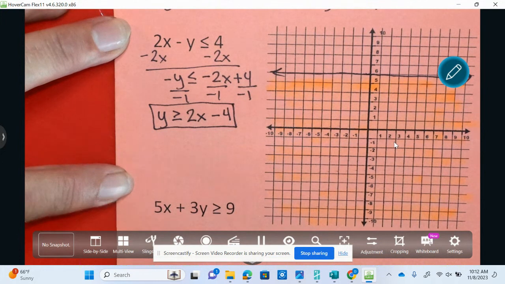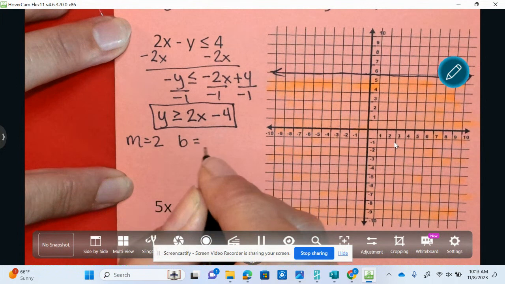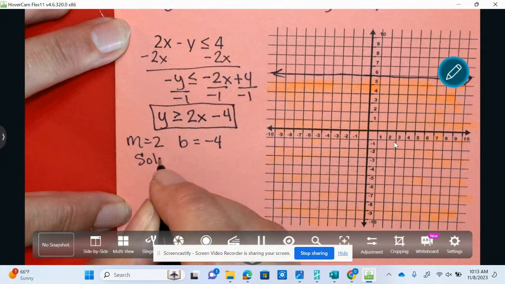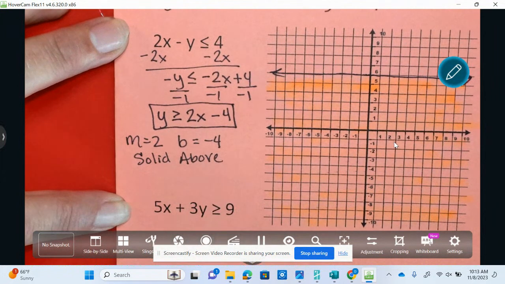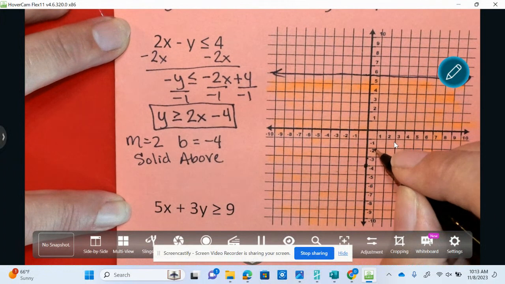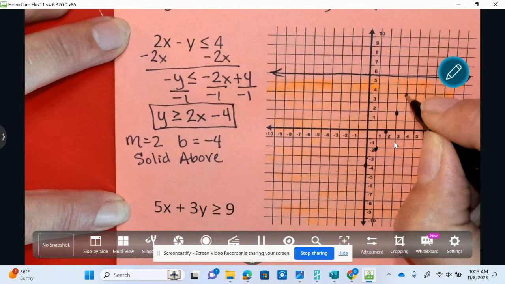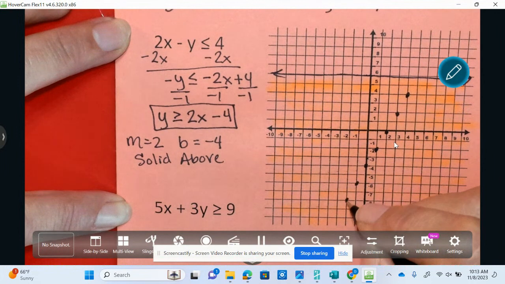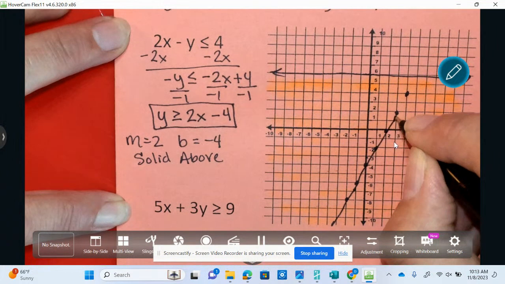What is my slope? M equals 2. What is my y-intercept? Am I going to have a solid line or a dashed line? Shade above or below? Good job. So I'm going to begin at negative 4. 1, 2, 3, 4. And then I'm going to go up 2, right 1, up 2, right 1, up 2, right 1. I'm also going to go back to negative 4 and go down 2, left 1. And I'm going to join all these points with a nice solid line.